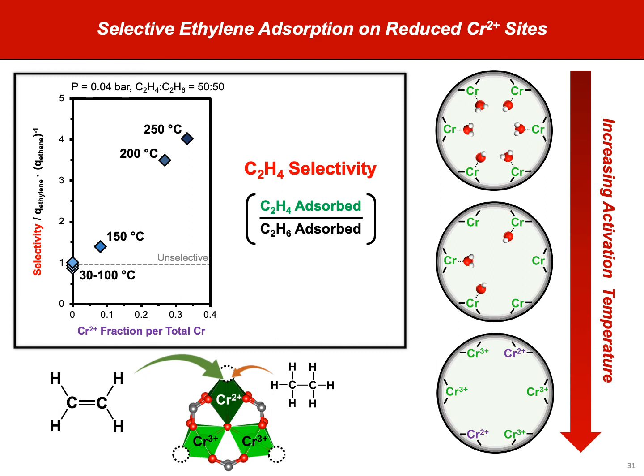The trends become even clearer if I plot selectivities as a function of activation temperature. Clearly, the materials activated below 150 degrees C are almost unselective to ethylene, whereas those that are activated at or above 150 degrees Celsius are significantly more selective to ethylene, with increasing activation temperatures leading to a higher ethylene selectivity owing to the higher Cr2+ site fraction.